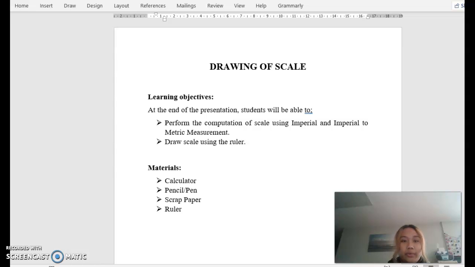Before we start, let's look at the learning objective of this presentation. At the end of this presentation, students will be able to perform the computation of scale using imperial and imperial to metric measurements, and draw scale using the ruler. The materials needed for these computations are a calculator, pencil or pen, scrap paper, and of course our ruler.